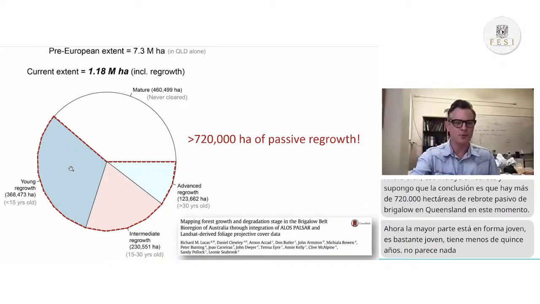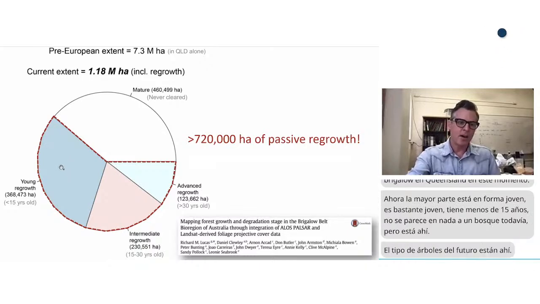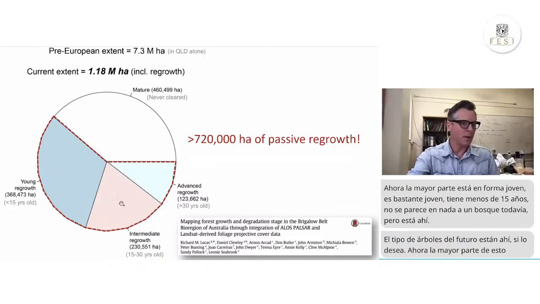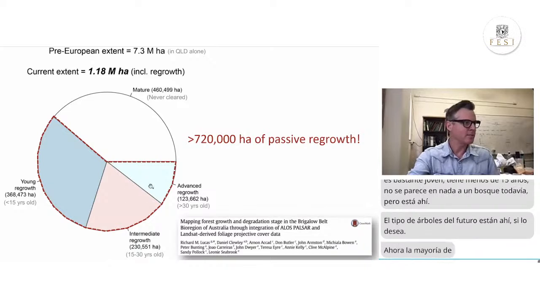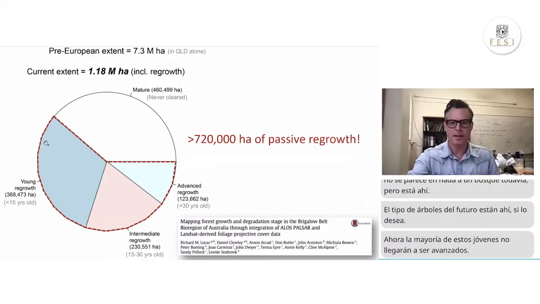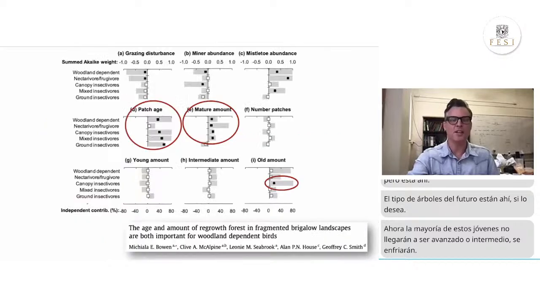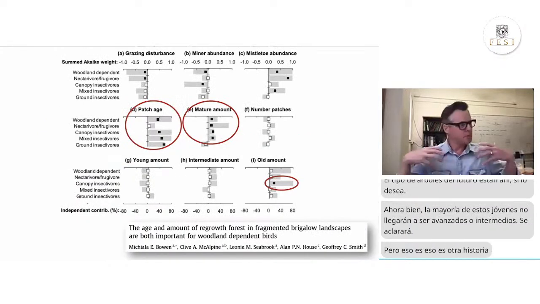The sort of future trees are there, if you like. Now, most of this young stuff won't make it to being advanced or intermediate. It'll get cleared, but that's another story. Now, do animals use this regrowth? The short answer is yes.